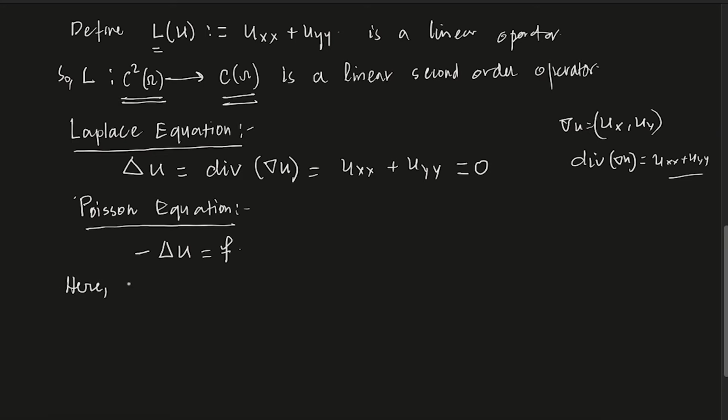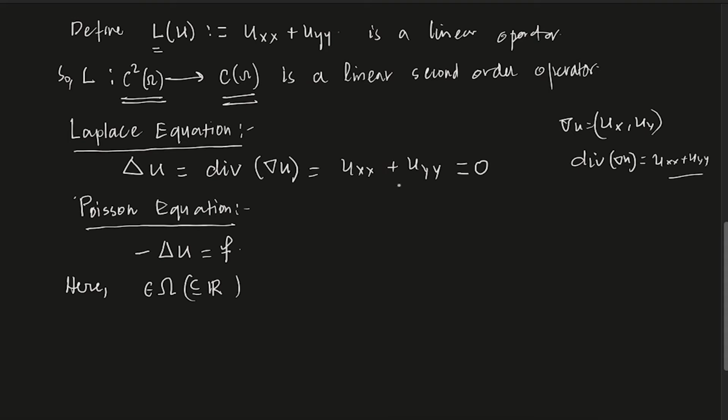Here we will assume x is from omega, which is a subset of Rn. What I mean is x is an n-tuple, x1, x2, ..., xn. Clear? Let me change this. From now on, I will do it for Rn itself.